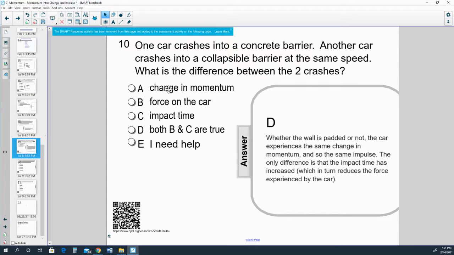They're going to experience the same change in momentum. They're hitting that wall and they were traveling at the same speed. They had the same momentum and then they're both going to stop, so that's going to be the same. However, the force on the car and the impact time are going to be a little bit different. So whether the wall is padded or not, the car experiences the same change in momentum and so the same impulse. The only difference is that the impact time has increased, which in turn reduces the force experienced by the car.